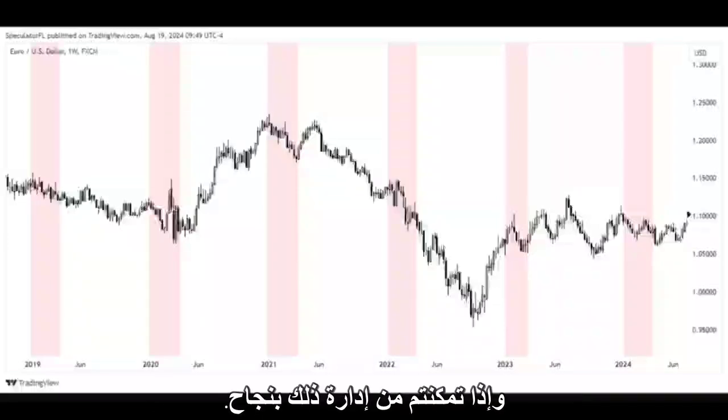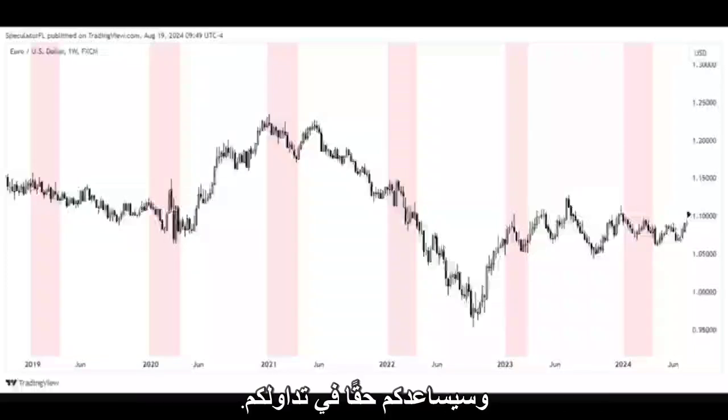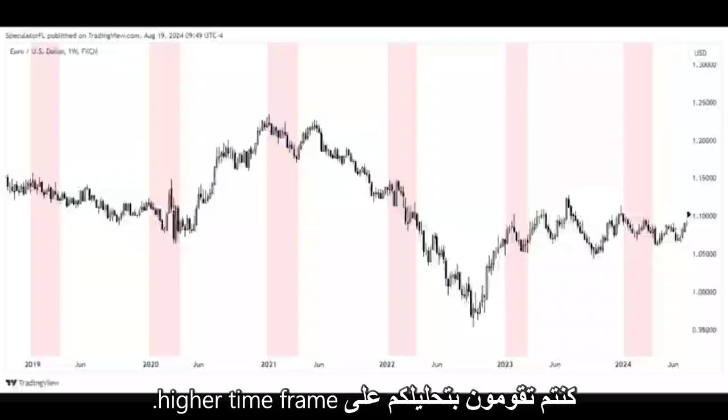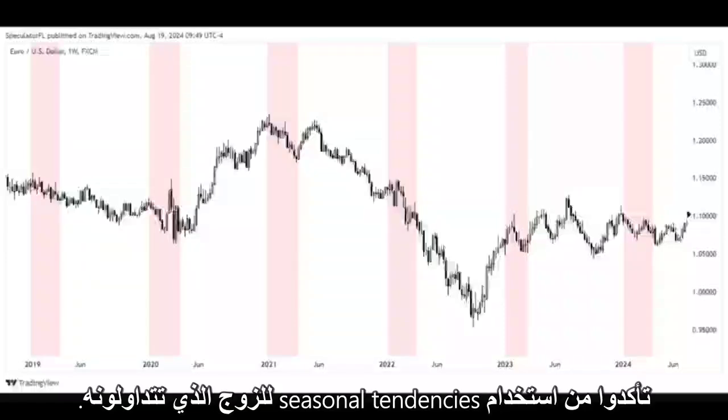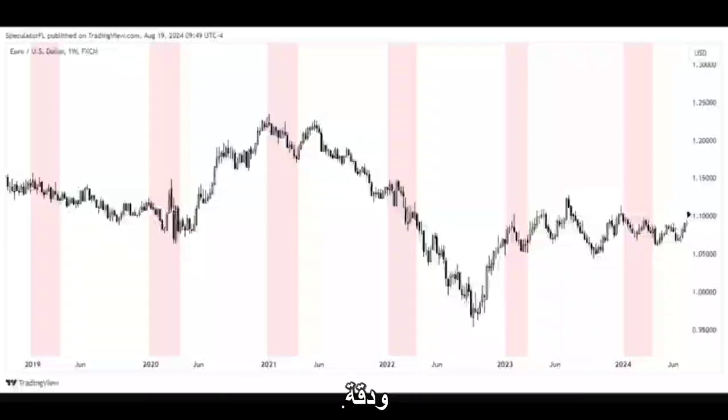And if you can successfully manage that and successfully integrate it with the rest of the concepts, it will help you a lot and really assist you in your trading and your higher time frame analysis. Seasonal tendency will make sure that you never end up on the wrong side of the market. That is what it will do. So whenever you are doing your higher time frame analysis, make sure to use seasonal tendencies for your respective pair, and that will guide you to make more informed and accurate decisions.